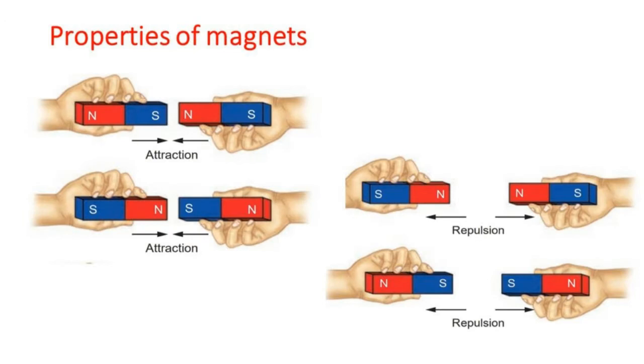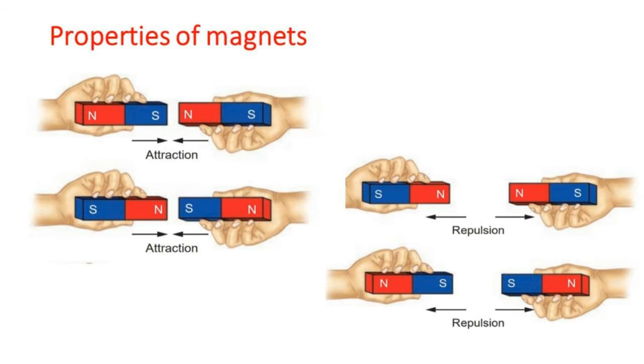Properties of magnets. When two magnets are brought close to each other, they are either pulled towards each other or pushed away from each other. When the magnets are pulled towards each other, they are said to attract each other. When they are pushed away from each other, they are said to repel each other.